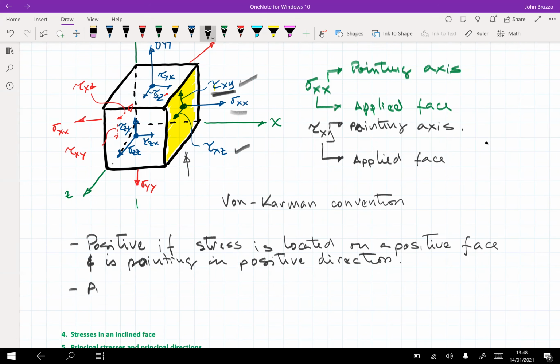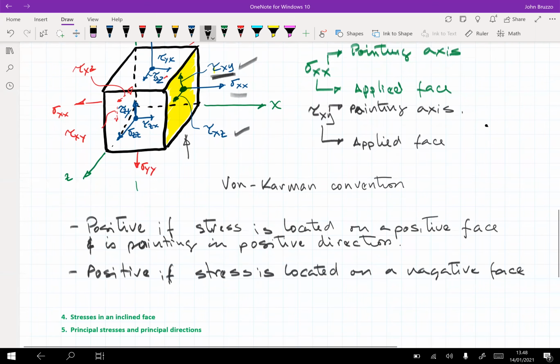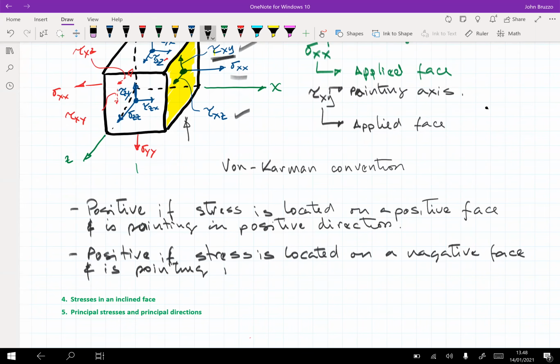Also, we're going to say that a stress is positive if it is located on a negative phase and it is pointing in a negative direction.